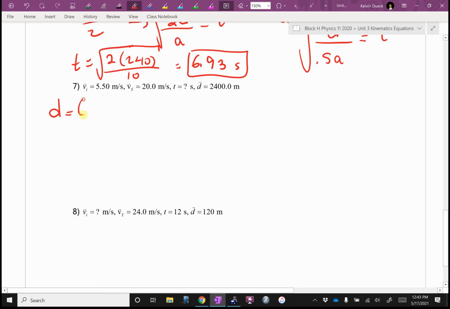D equals VI plus VF times T over 2. I think that's the equation we're going to use. We want to get the T by itself. I have not done this one with you. I don't think I did this with you in the homework either, on purpose. You ready? What do I want to get by itself? The T. All right. Talk me through it. What's going to drop down?